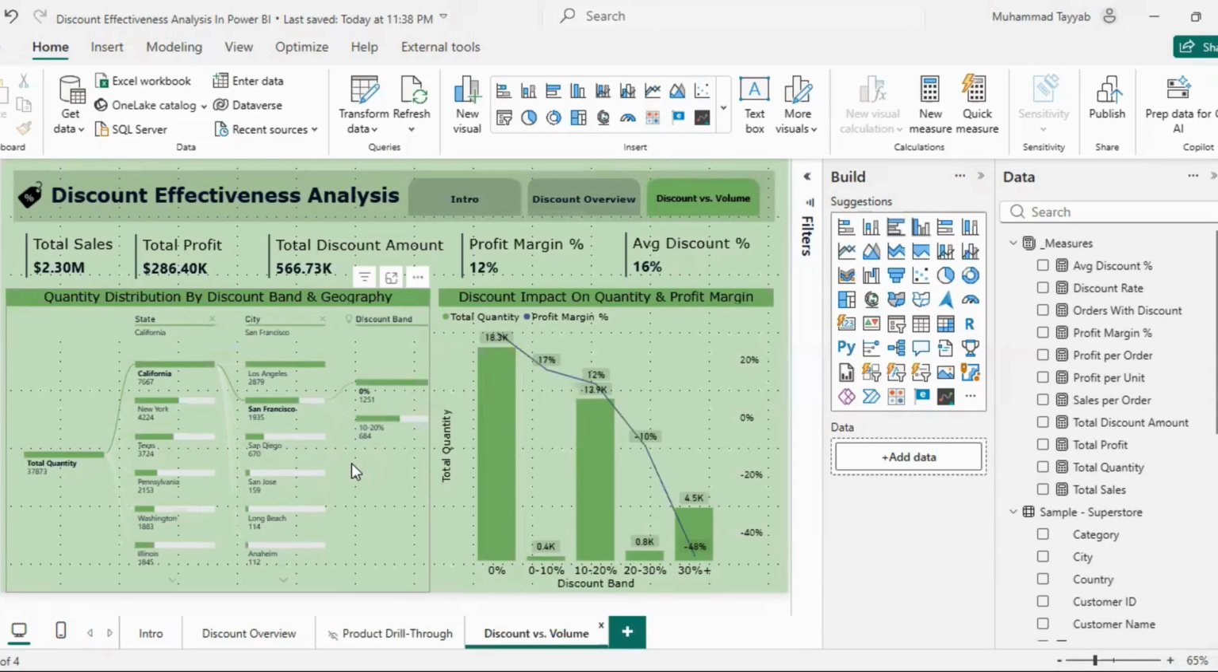So this is useful for regional sales managers. You can filter this by state, by city, and immediately see where high discount orders are concentrated geographically and whether those regions are profitable or not.